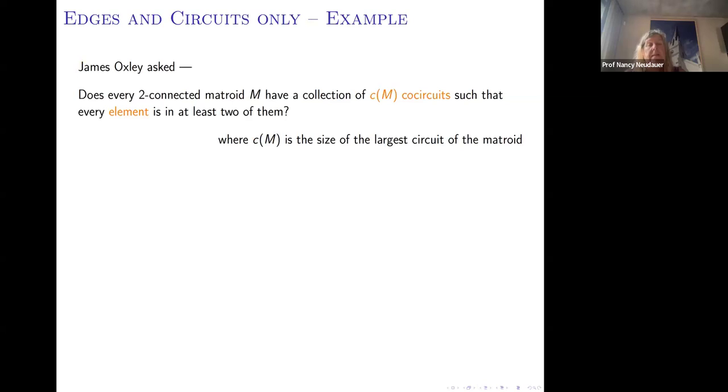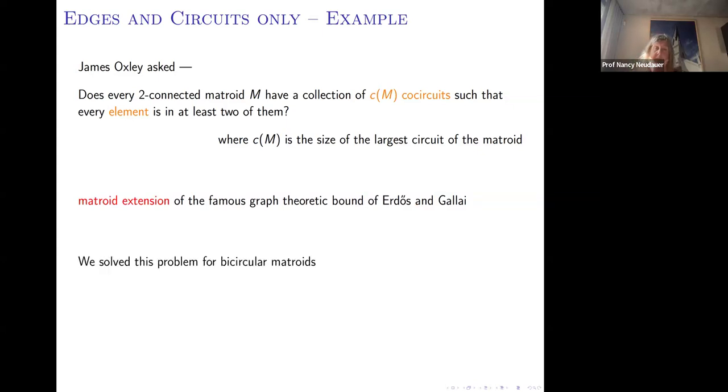James Oxley asked some time ago, does every 2-connected matroid M have a collection of some number of co-circuits such that every element is in at least 2 of them? So this is an example he had of a problem that only talked about cycles and edges in some sense. If we reframe this as a graph theory problem, I haven't defined co-circuits, but it's a circuit in the dual. And c(M) is the size of the largest circuit in the matroid. And so this is a matroid extension of this famous graph theoretic bound of Erdős and Gallai.